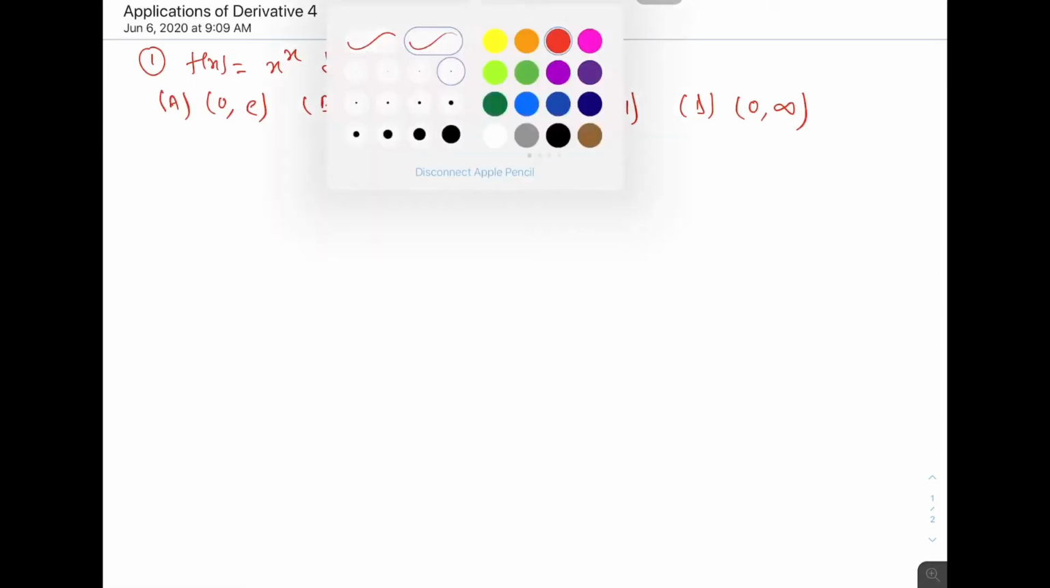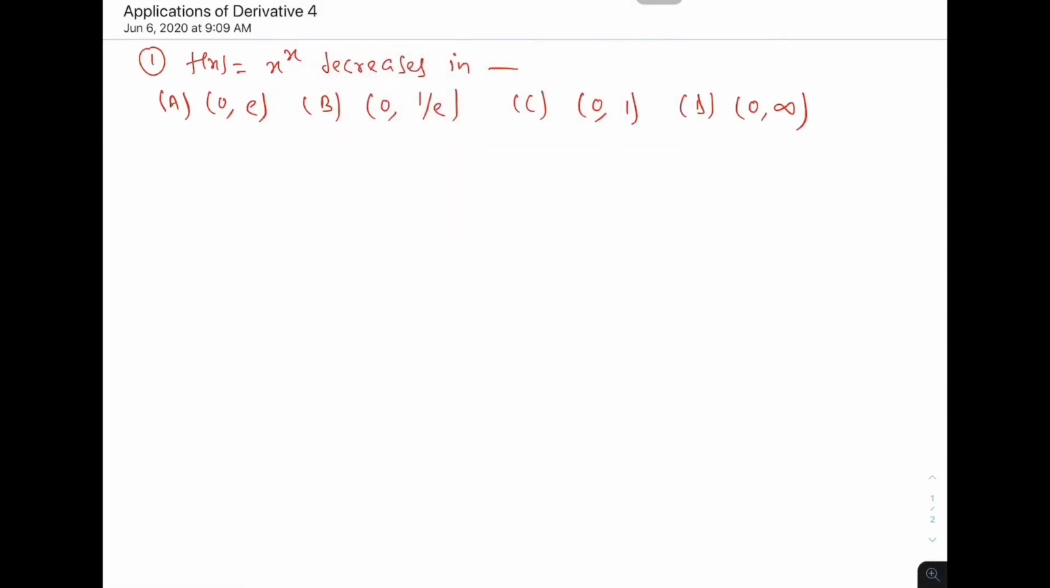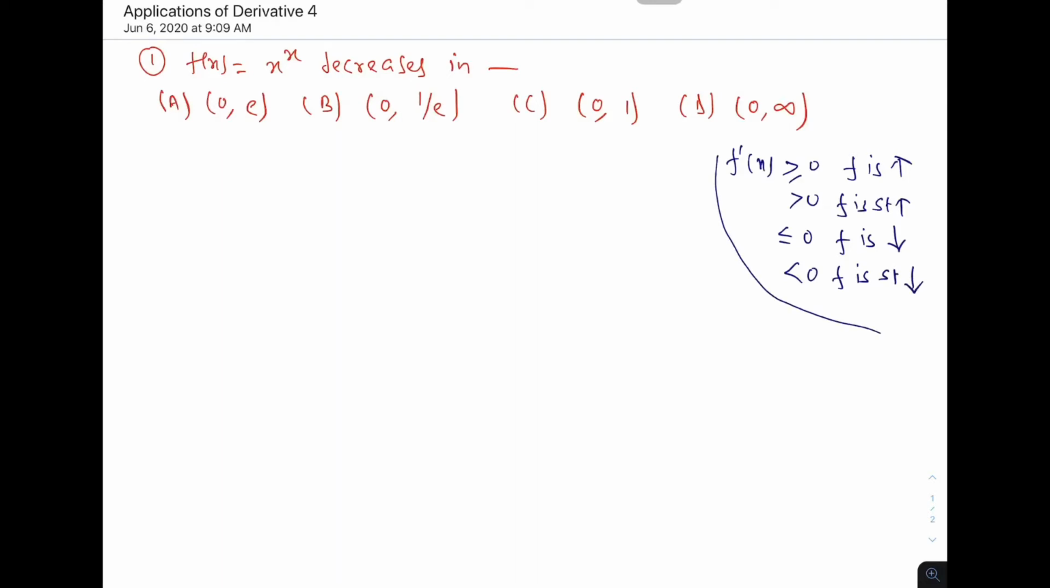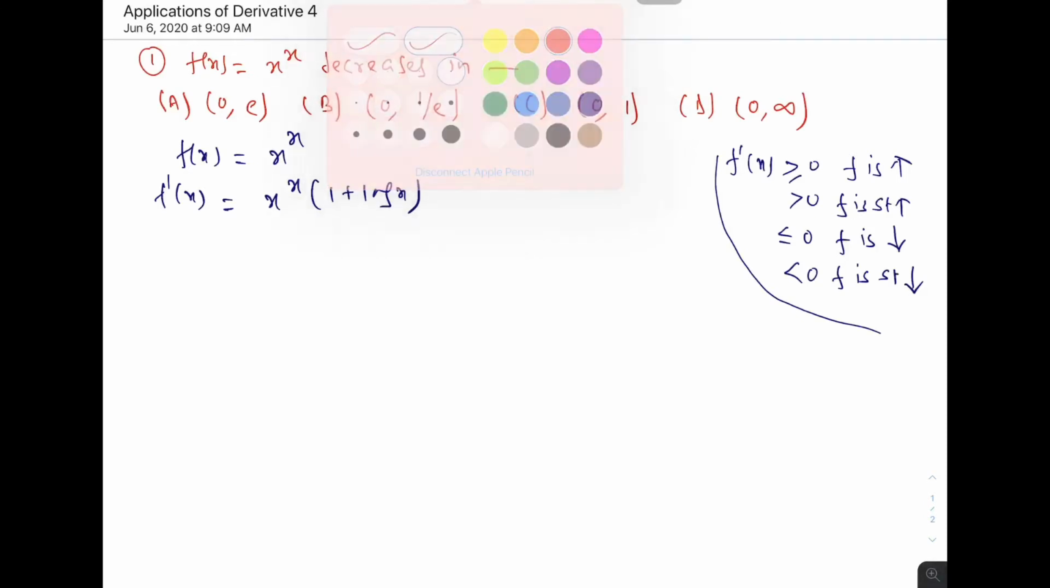Now we know if f dash x is greater than or equal to 0, then f is increasing. If it is strictly greater than 0, then f is strictly increasing. Less than or equal to 0, then f is decreasing. Strictly less than 0, then f is strictly decreasing. So this is the concept. Now the derivative of x power x, we know it's a standard result, x power x into (1 plus log x), and here you are given x is greater than 0.